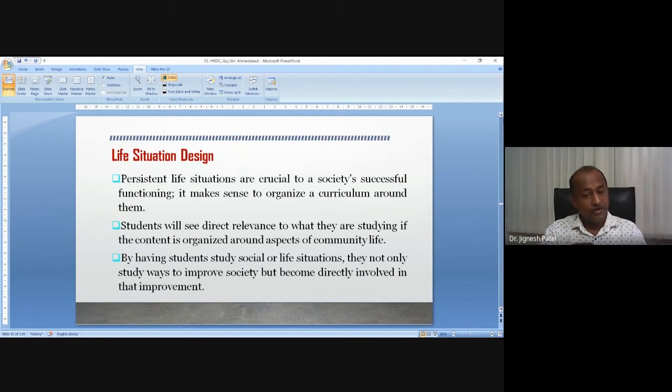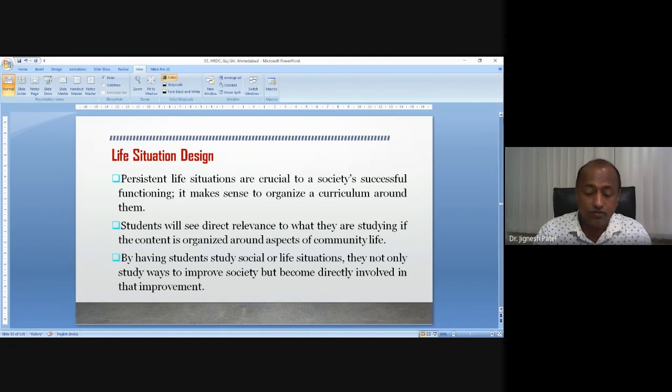Again, I'm talking about different domains. Here moral development, the social domain, and the spiritual domain should be focused, so they get an idea about the society of their surroundings. By having students study social or life situations, they not only study ways to improve the society, but become directly involved in the improvement. So they themselves are part of the improvement process. They are not preachers, they are not sadhus or sants.